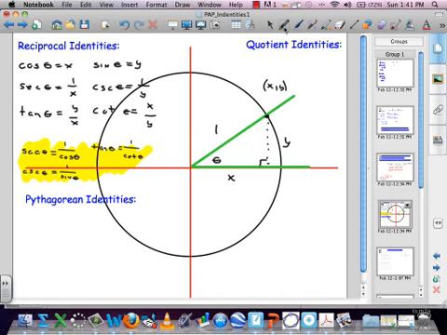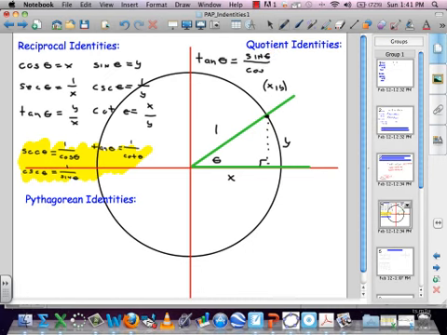Now, quotient identities, pretty straightforward as well. If you look at the tangent of theta, it says tangent of theta is equal to the y coordinate on the unit circle divided by the x coordinate on the unit circle. And if we do some replacements there, the y coordinate on the unit circle is the sine of theta. So I could replace y with sine theta, and similarly I could replace x with cosine theta.